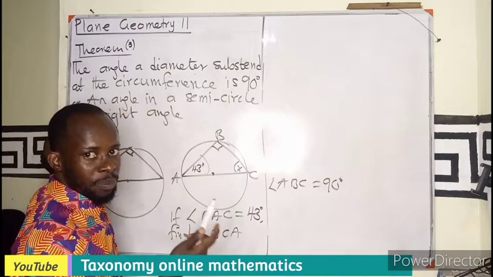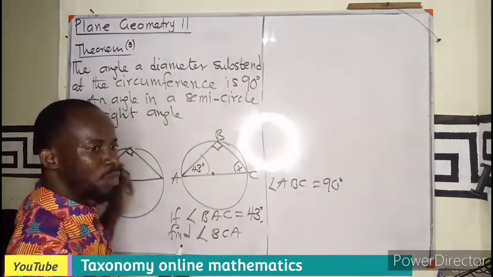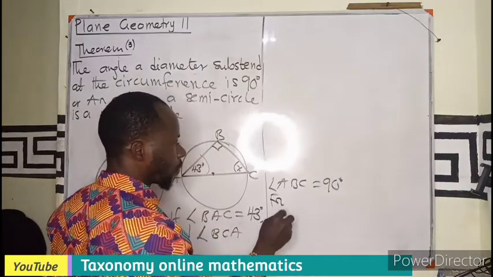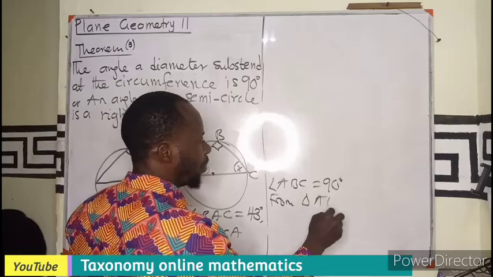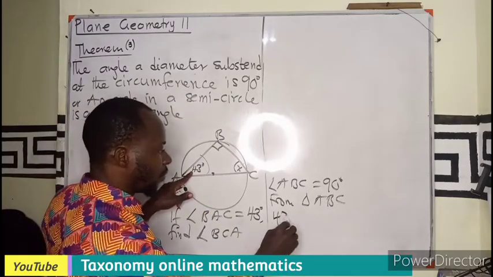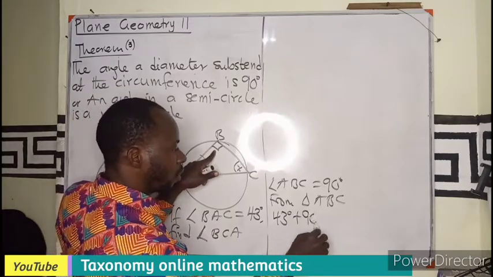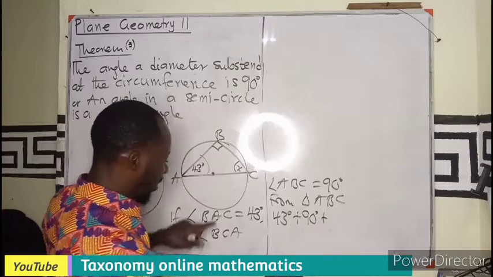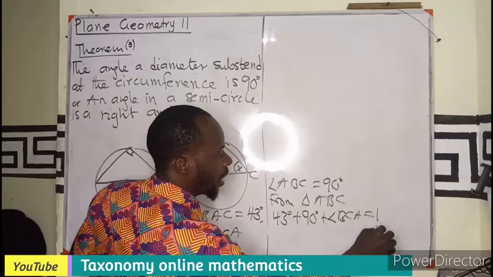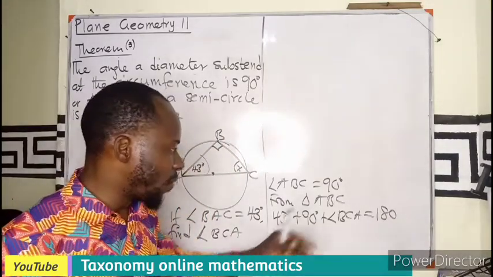From plane geometry 1, we know that the sum of angles in a triangle adds up to 180. So we can say that from our triangle ABC, if I add this angle, which is 43 degrees, plus the angle at the top, which is also 90 degrees, plus the angle I am asked to find, I am supposed to get what? 180 degrees.